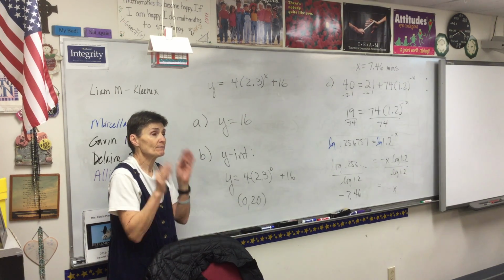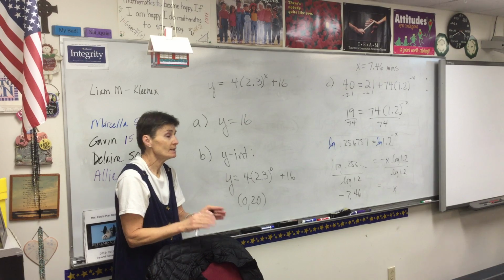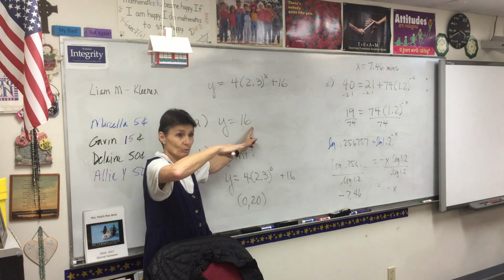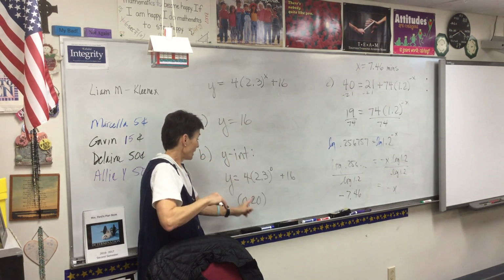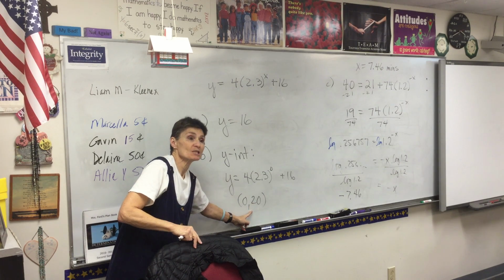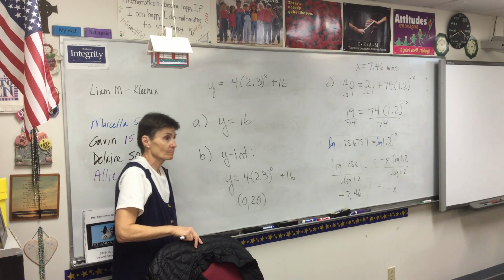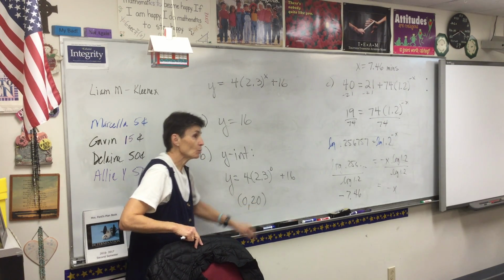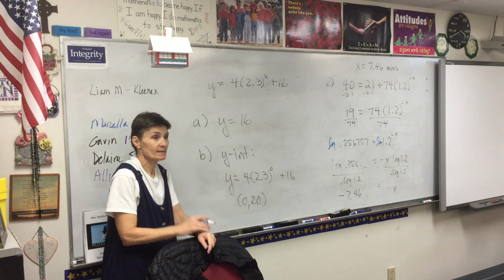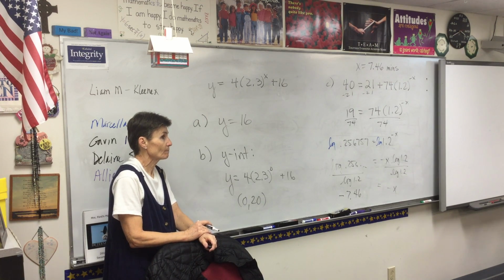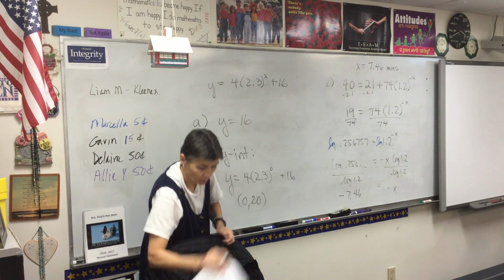Kids, in terms of the soup problem we just did, the asymptote is the room temperature, and the y-intercept is the initial temperature. So the soup started out at 20 degrees, and it won't go below 16, because 16 is the room temperature. All right, one more. Let's get it done.